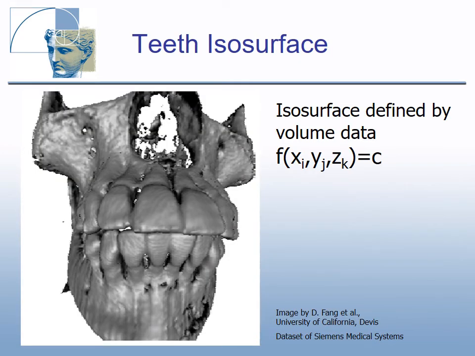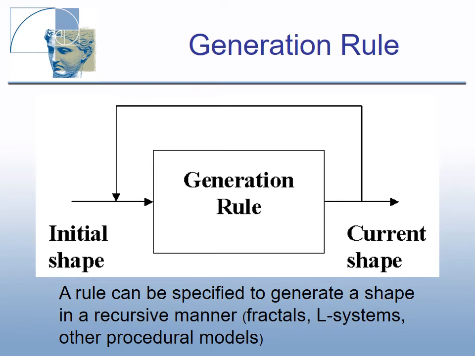Here, discrete volume data, computer tomography data, are used also to define a function of three variables in the nodes of a regular grid. Then, by making interpolation between the values in the nodes, we get a continuous function. At the last step, by defining the threshold value c, we introduce an isosurface or implicit surface f of three variables equals c. Finally, we discuss a generation rule as a way to define a shape.